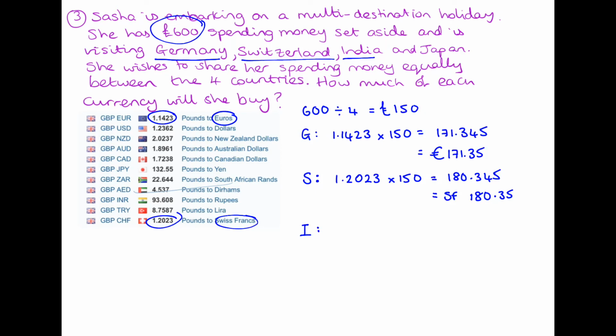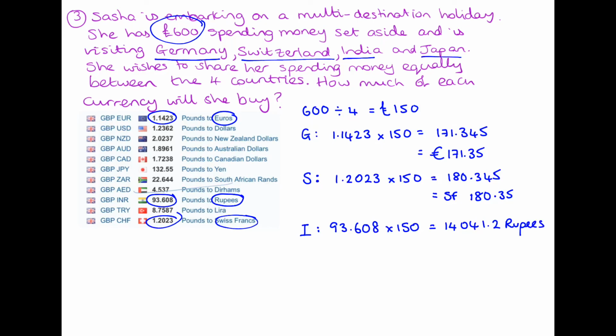Okay. Then the next place is India. So can you remember what currency they use in India? It's rupees. So if we find rupees here, there's the exchange rate, 93.608, which we're going to multiply by 150 to give us 14041.2 rupees.